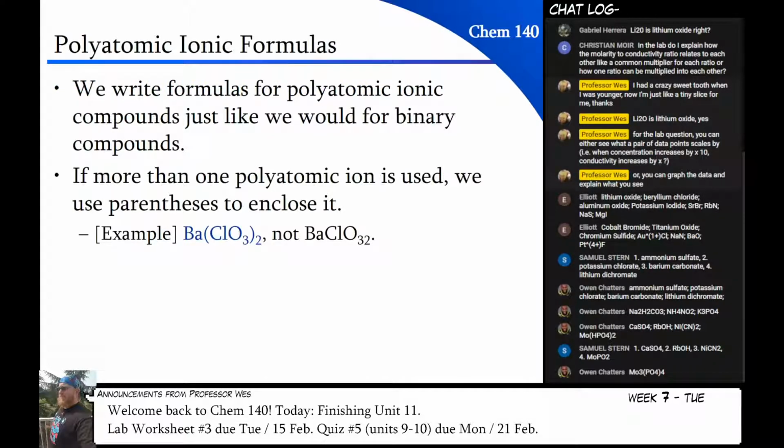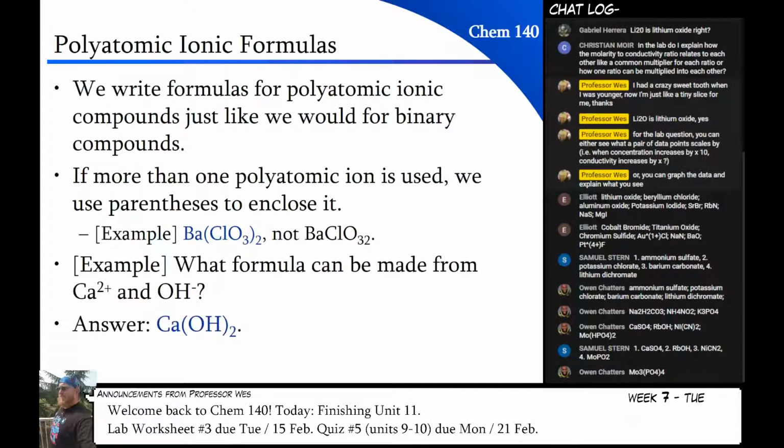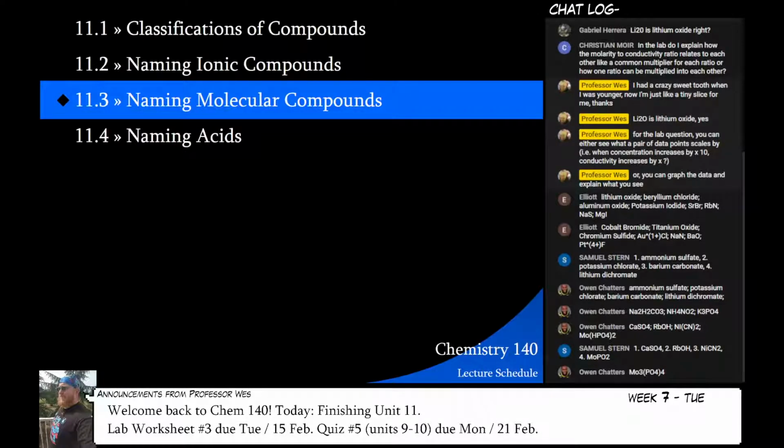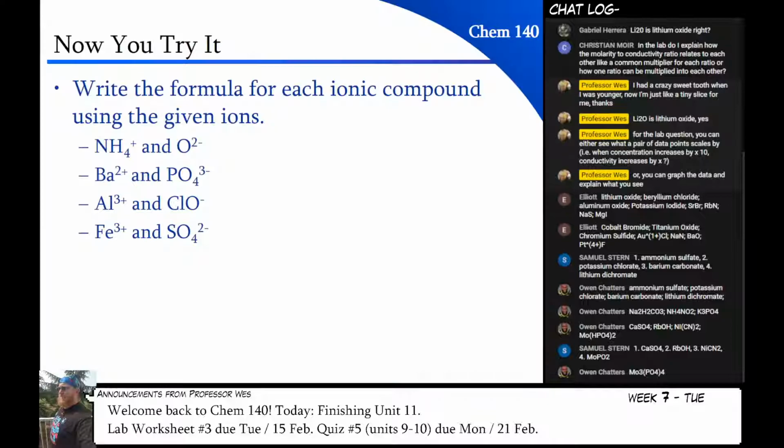These are just more examples that talk about using parentheses if you have to. So I'm going to skip over these. We're going to go over to naming molecular compounds. So you can do these exercises on your own if you'd like.